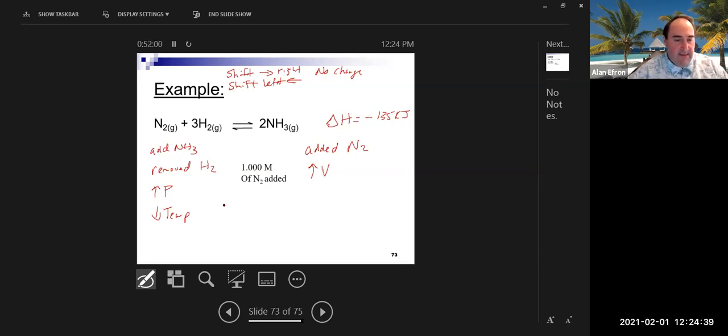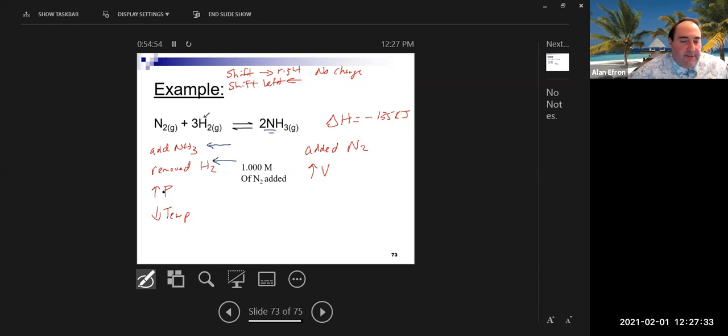It goes away, so it should shift to the left in this particular case. If we remove H2 over here on our reactant side, when we remove it, it goes towards the side we removed it from. So it also should head to the left in this particular case.